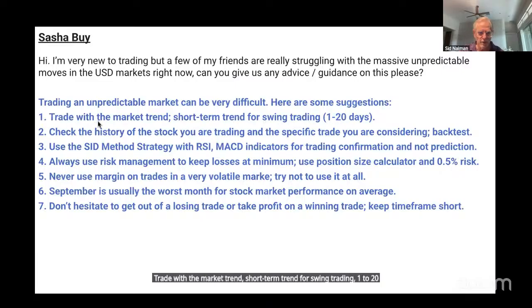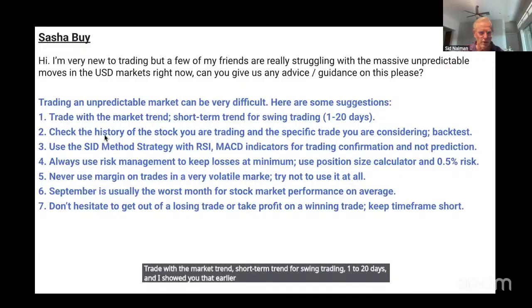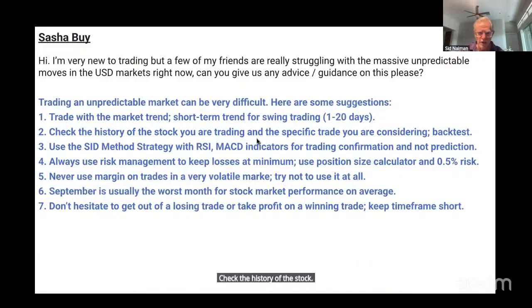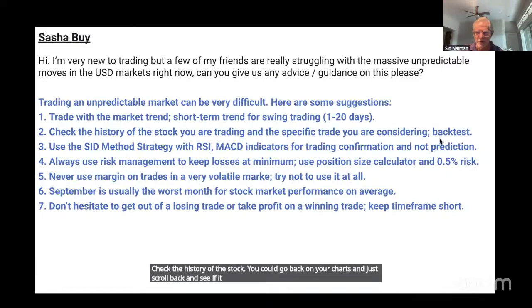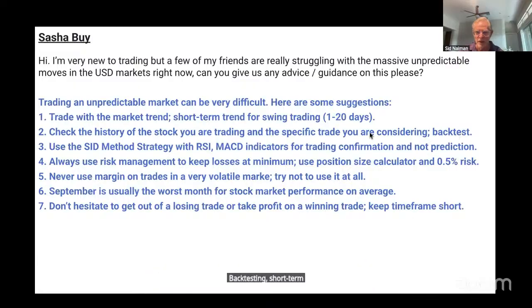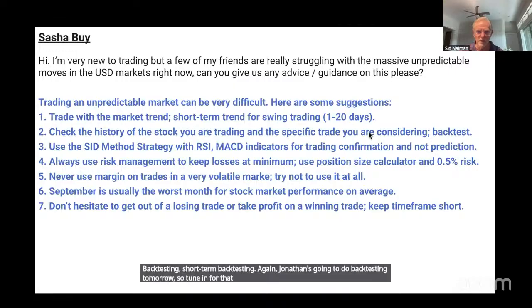And I showed you that earlier. If the market's going up, you want to trade oversold. Check the history of the stock. You could go back on your charts and just scroll back and see if it conformed to the strategy. That's a little bit of back testing, short-term back testing. Again, Jonathan's going to do back testing tomorrow. So tune in for that. He does some great jobs and shows you how to do that.